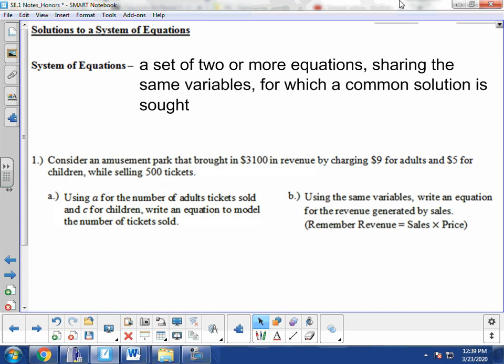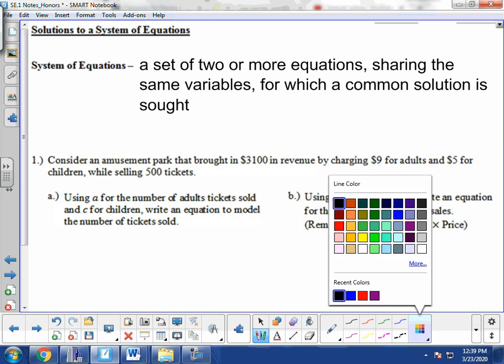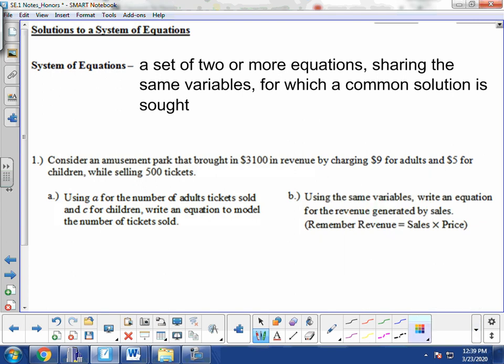Okay, so hopefully you got down a couple equations here. In question A, it says using A for the number of adult tickets sold, and C for children, write an equation to model the number of tickets sold. Well, we know 500 tickets are sold, so if we sold A number of adult tickets and C number of children's tickets together, they must add up to be 500. So there's our first equation.